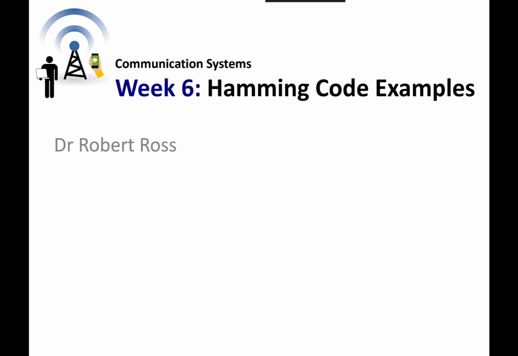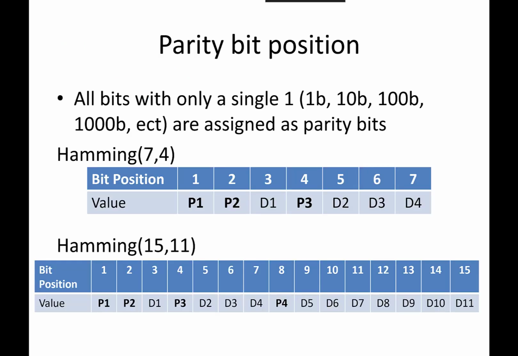In this video, we'll go through some practical examples of calculating Hamming code and how it all works. Just a reminder about the bit positions of where we're laying things out. In Hamming 7,4, which is what we've got here, bit position 1 is going to correspond to P1, bit position 2 will be P2, bit position 4 will be our P3, and our other ones, 3, 5, 6, and 7, will be our data bits 1, 2, 3, and 4.